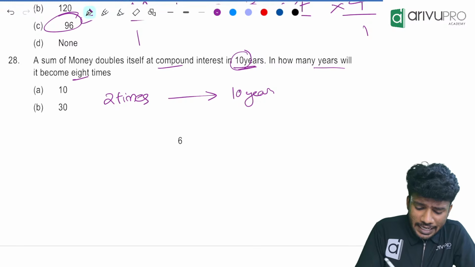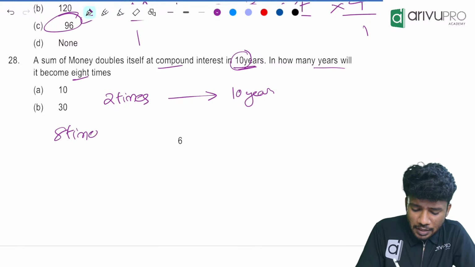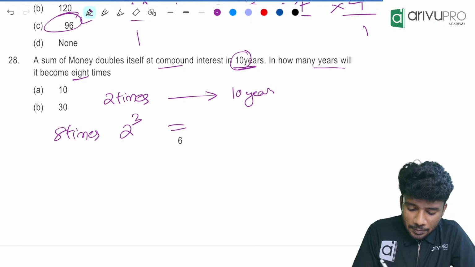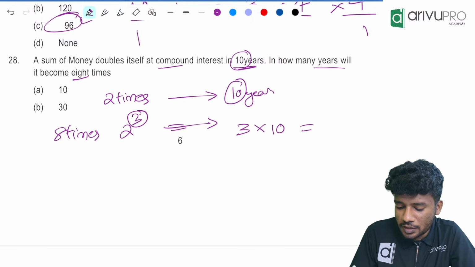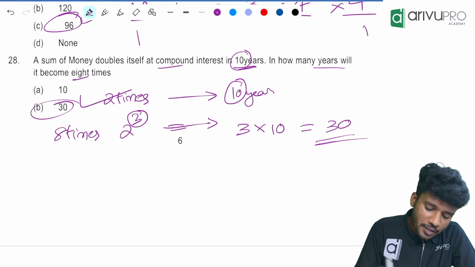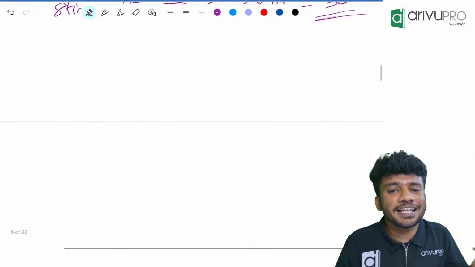Then they are asking for 8 times. 8 times means 2 power 3. That means our answer will be 3 into the previous 10. How much is it? 30 years it will become. Option B is your answer. This approach will help you out.